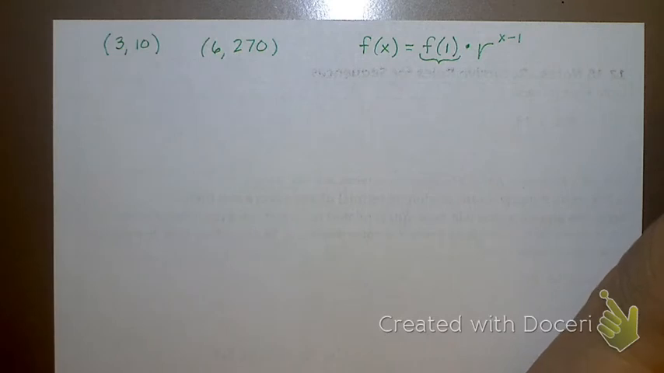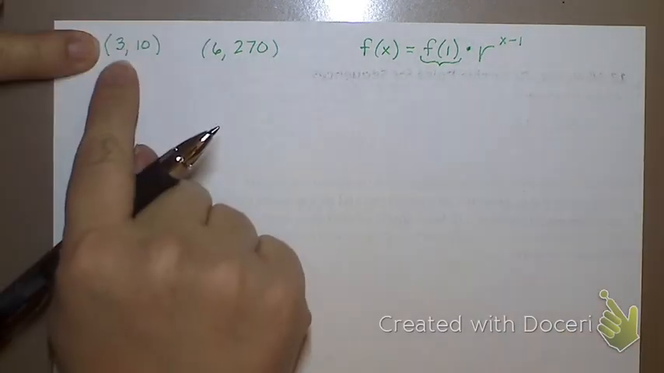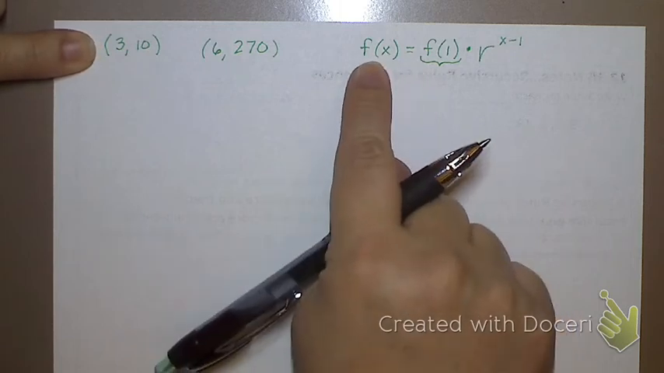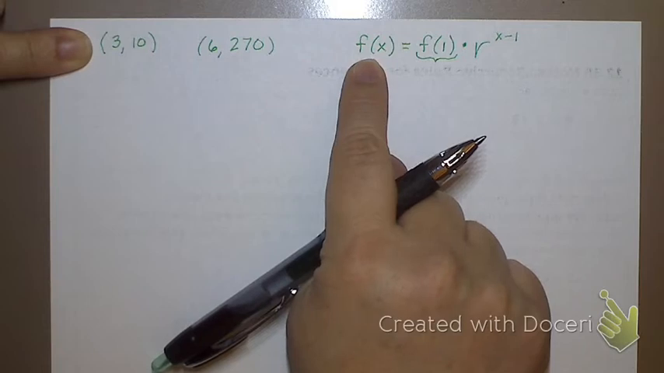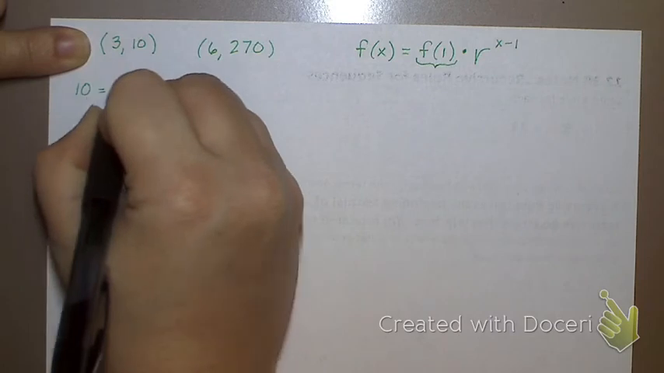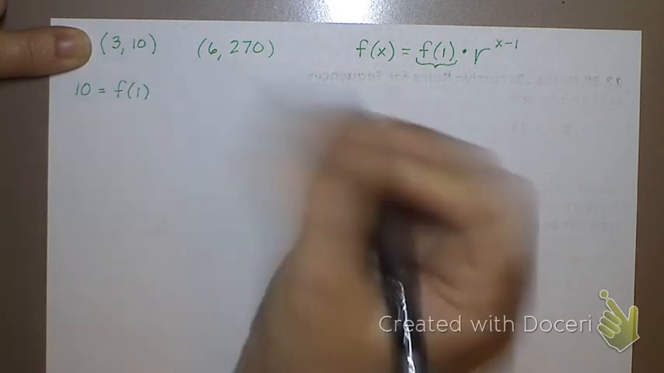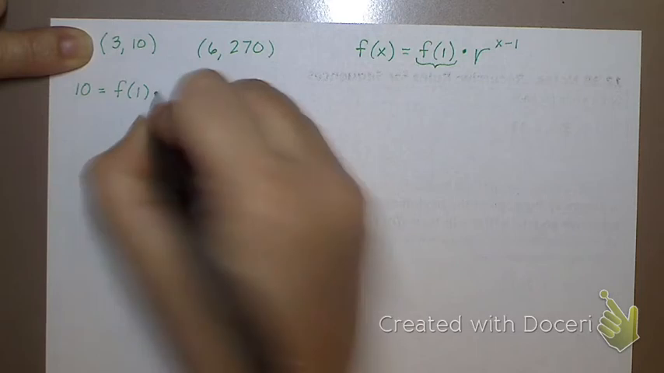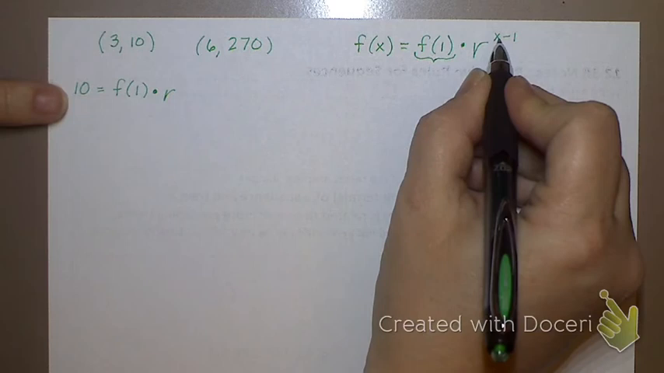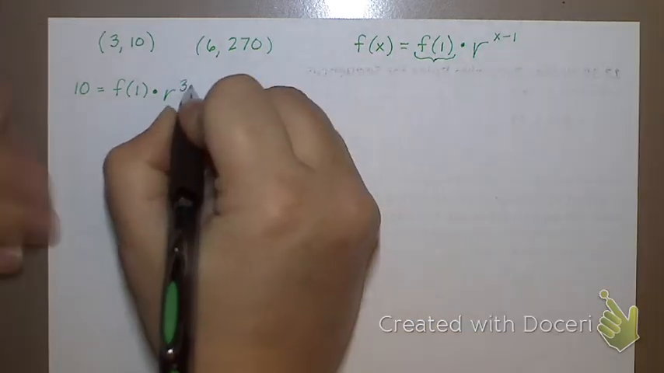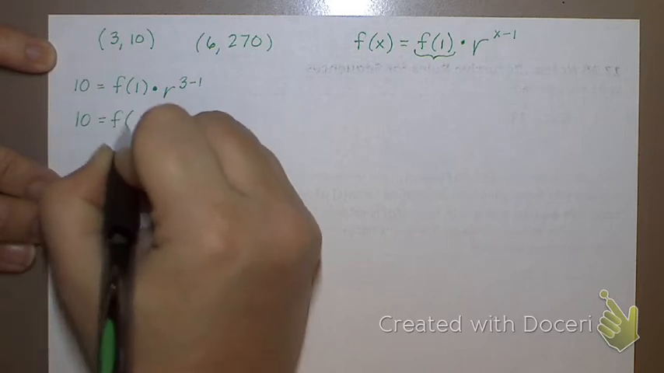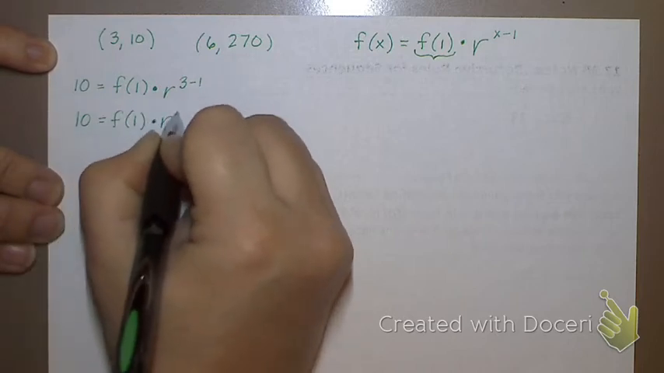You with me? So if I plug this point into this equation, what am I plugging in for f of x? 10, because f of x means y, correct? So I have 10 equals the first term, I still don't know what it is, times, I don't know what my r value is, but I do know that if y is 10, x is 3 minus 1. So that simplifies to what? 10 equals f of 1 times r squared.